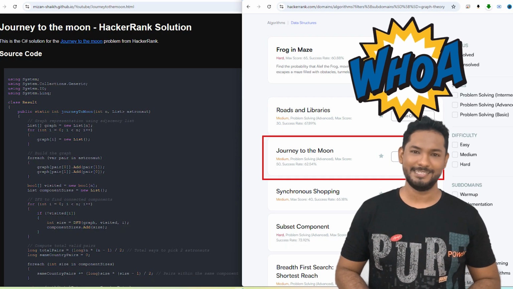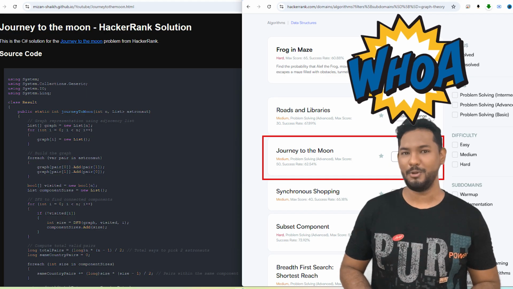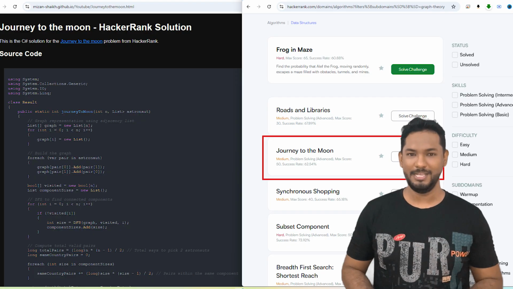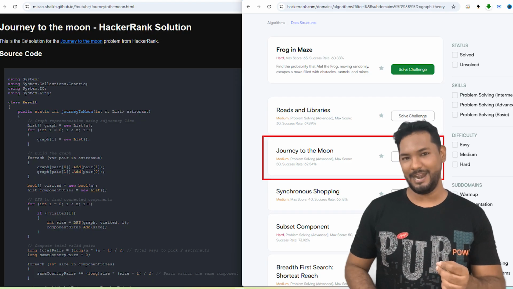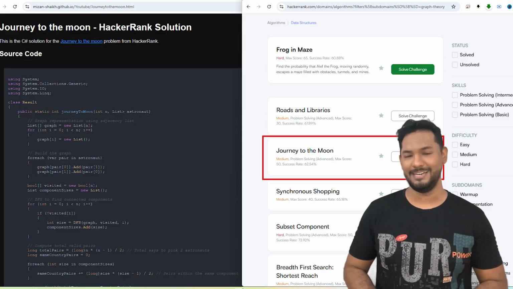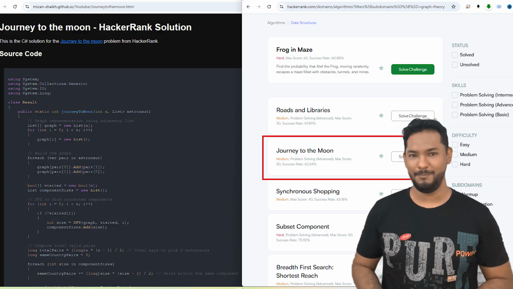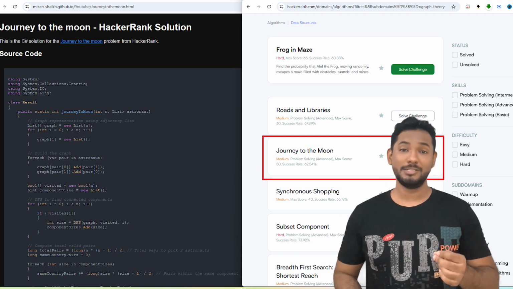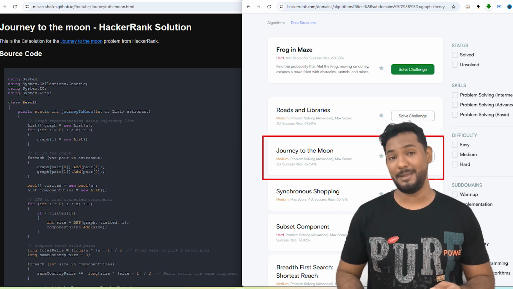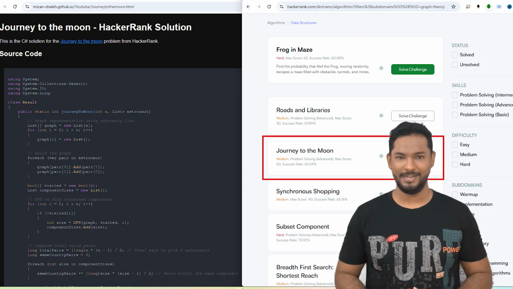Yes, things get interesting. When we identify these components, we can calculate how many astronauts are from each group. For example, if there are 5 astronauts in one country and 3 in another, we can't form a pair between them because the astronauts are from the same country. So we have to consider all possible pairs of astronauts from different countries.